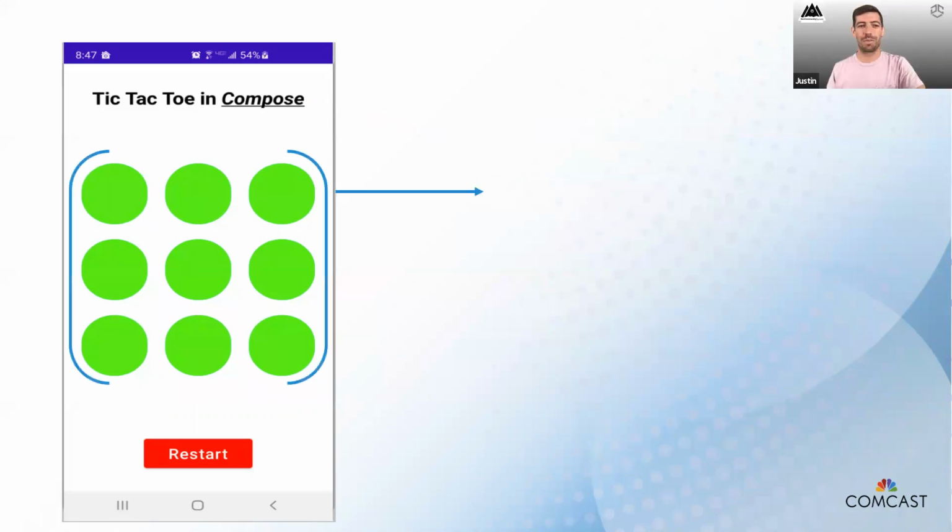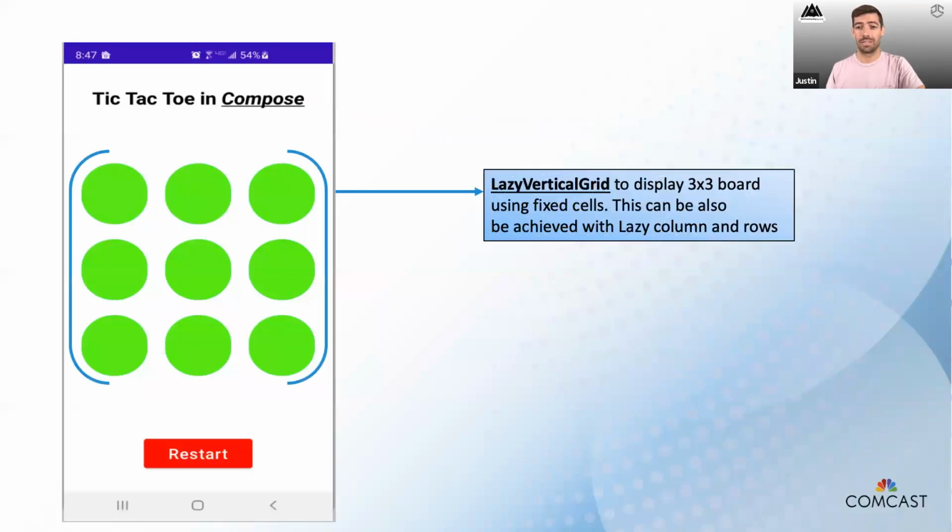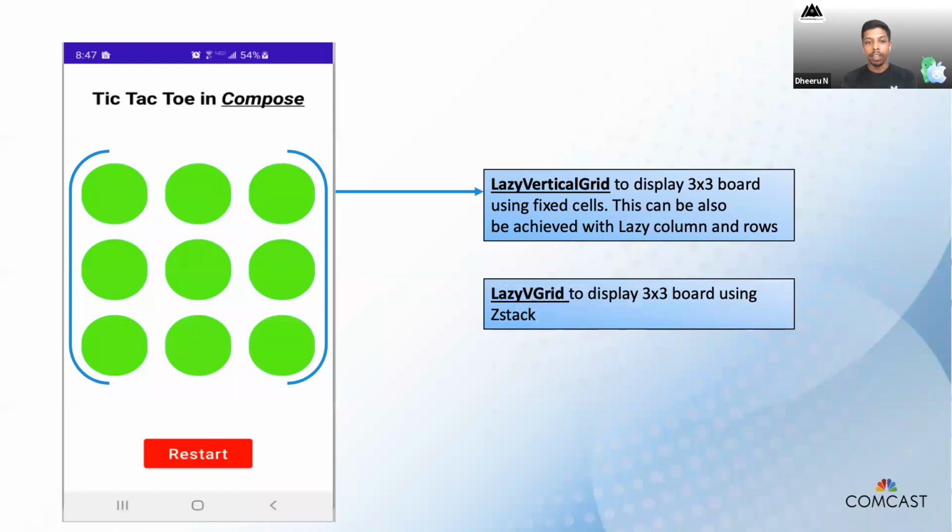Now, Dheeru, if you want to take a look into what we did for the game grid itself. Sure. All right. So for building the grid view, there are multiple ways of doing it, and one of them is by using lazy columns and rows. But in our example, we have used a lazy vertical grid in Compose. For iOS, we have used a LazyVGrid in order to achieve it, which is almost similar to what Compose has. And for React, it's a little different from what Compose and SwiftUI have.